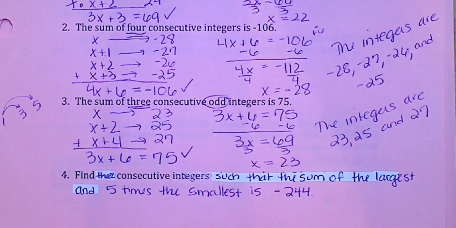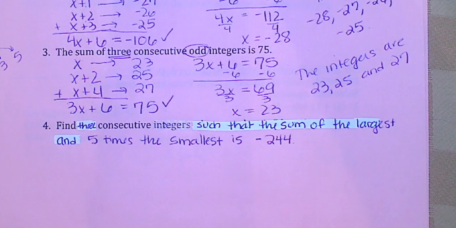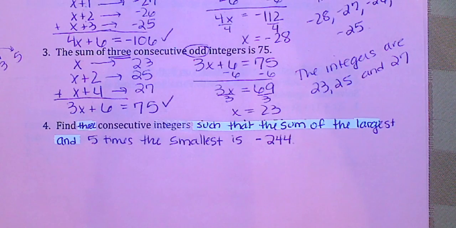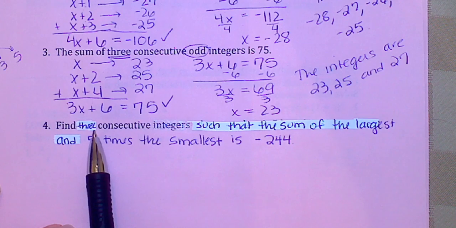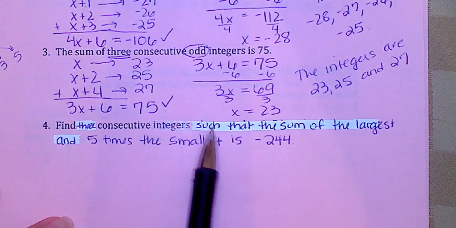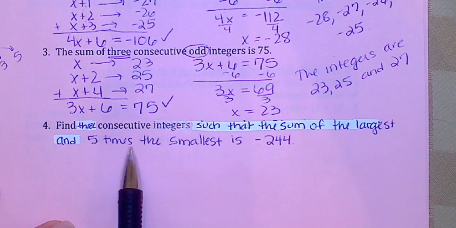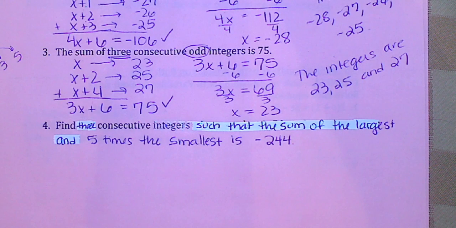And then number 4, I actually had to go ahead and change. I forgot to change this. And this is going to be a little more challenging than these basics where you're just finding the sum. So let's first adjust this problem. I want you to change it to find 3 consecutive integers instead of 2, such that the sum of the largest and 5 times the smallest is negative 244. Okay, rewind that if you need to.